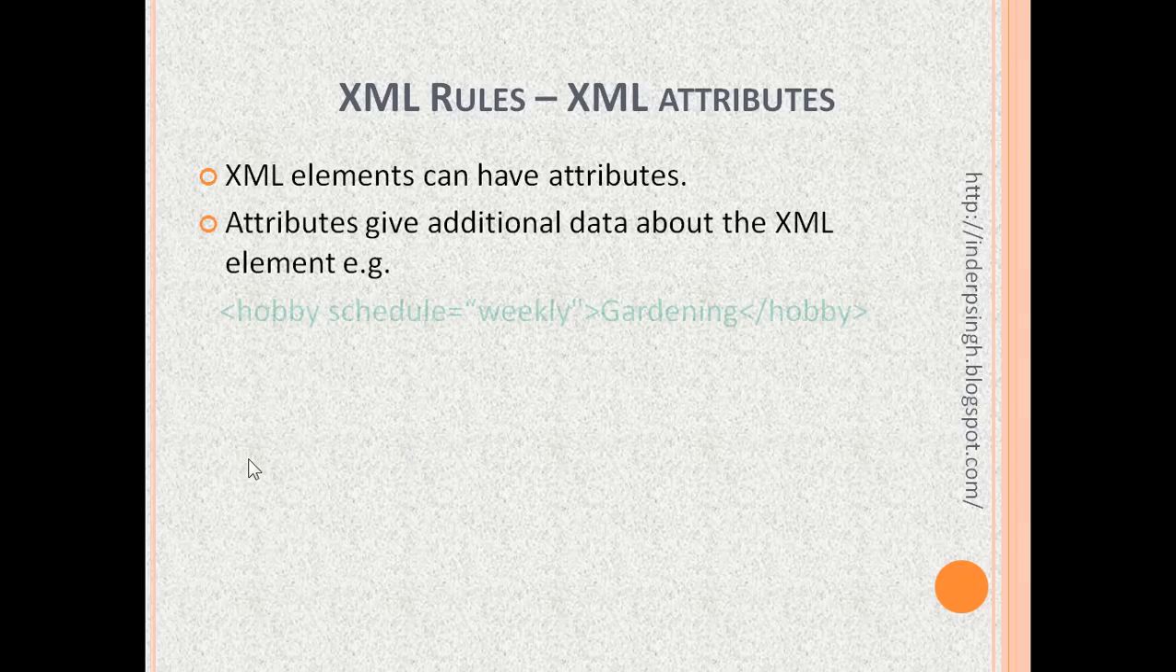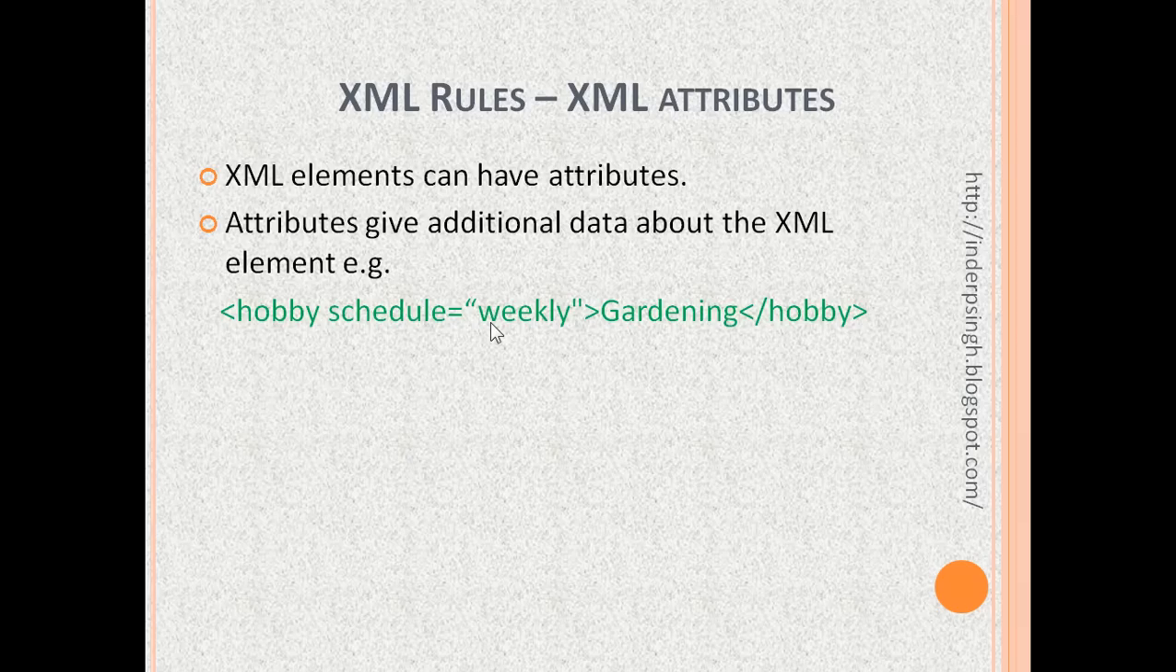So let us look at an example. So this is an XML element. The tag name is hobby. So we have the hobby opening tag here, and we have the hobby closing tag here, and we have the value as gardening. But let's say we want to give some additional information. What is the schedule of the hobby? If it is daily, weekly, monthly, anything, we can include an attribute. So the attribute name is schedule and its value is weekly.